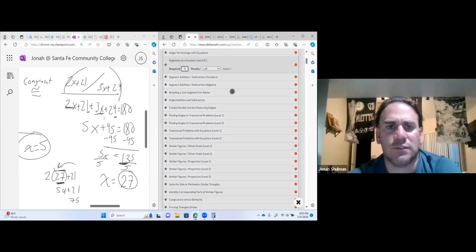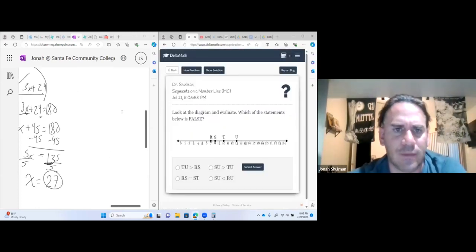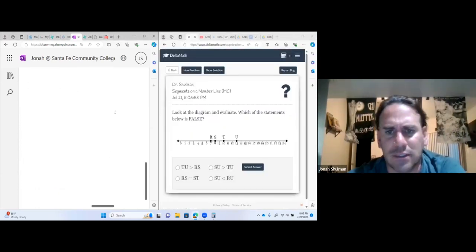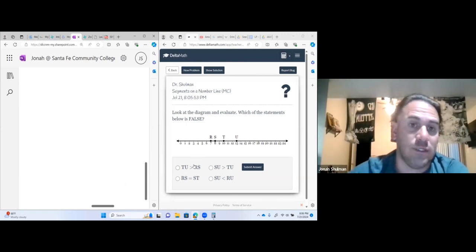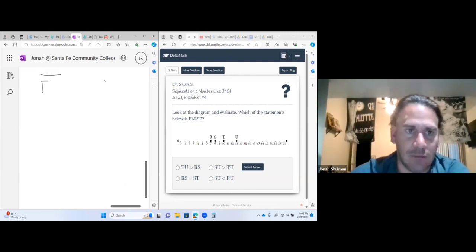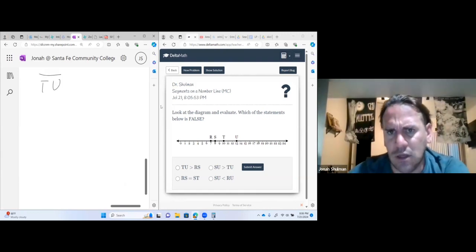All right, so let's do some segments. So here we go. We got some segments on a number line. Look at the diagram and evaluate which of the statements is false. So these are just line segments. They don't have the lines over the top, which I don't like. So these should all have this on top to signify they are line segments. That's okay. Which are true?